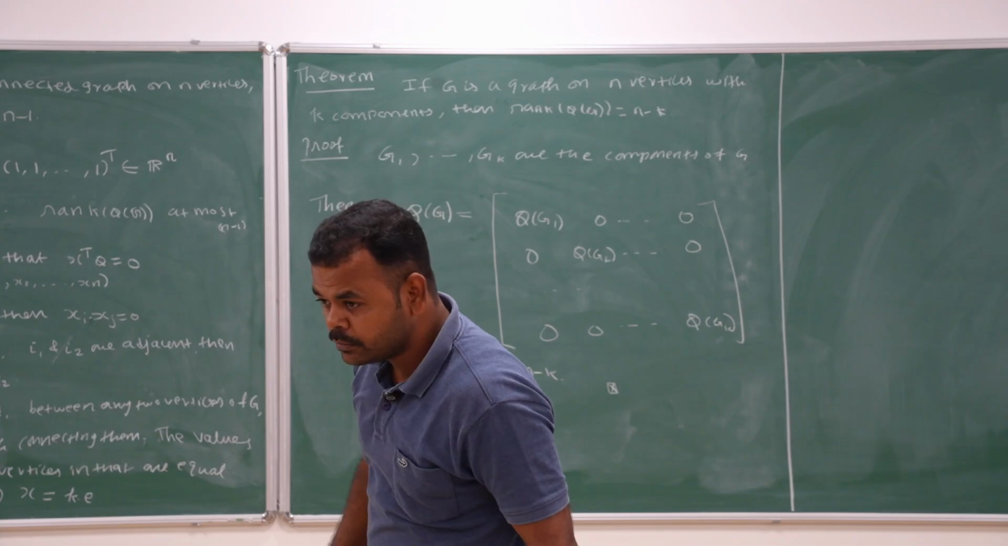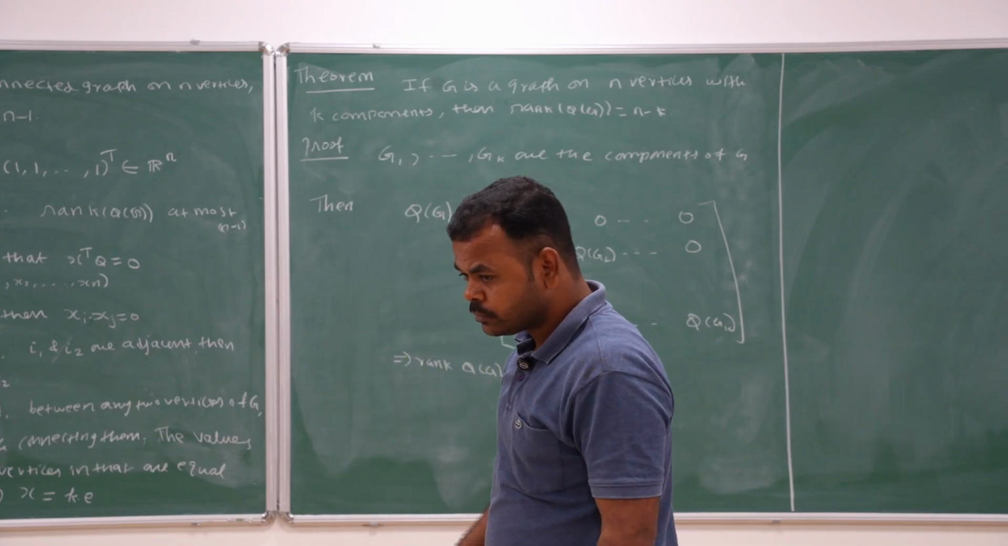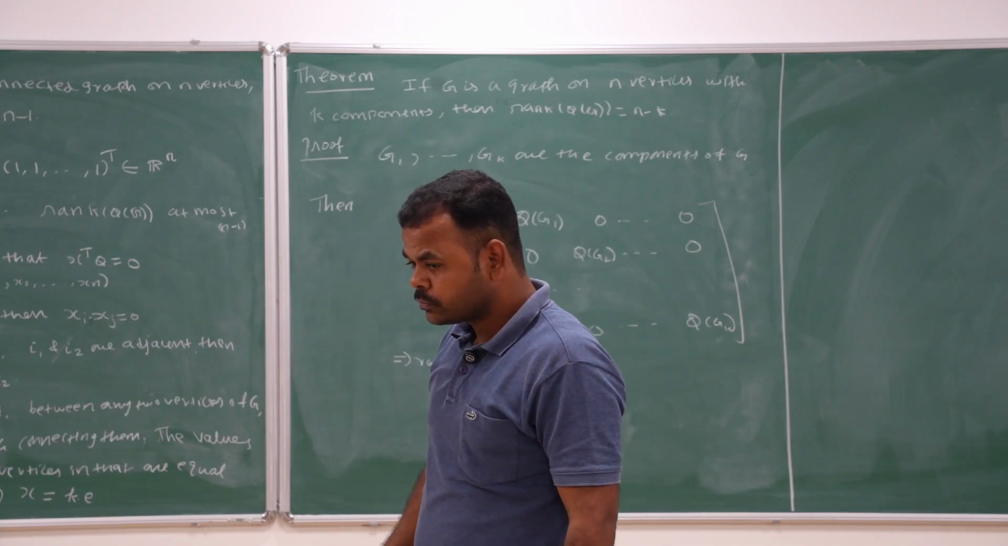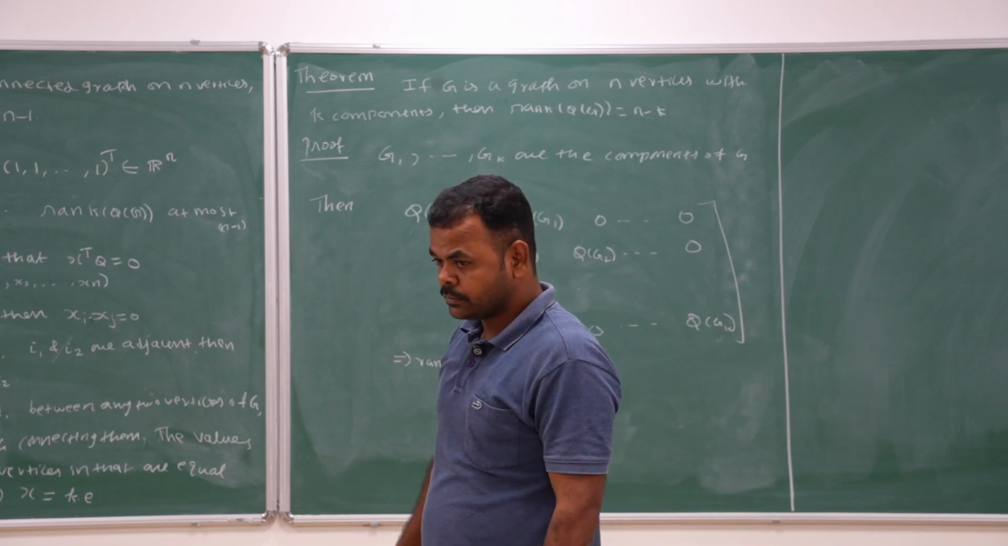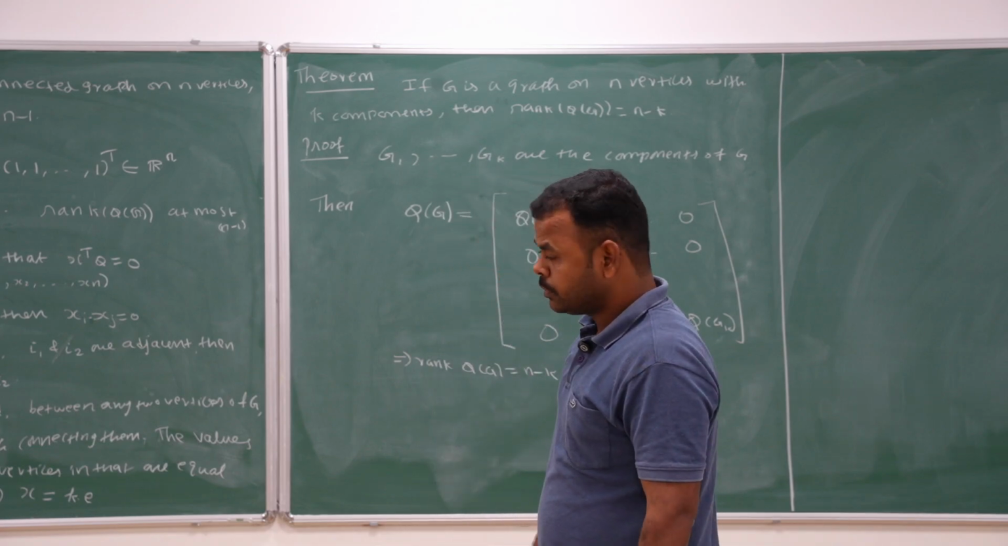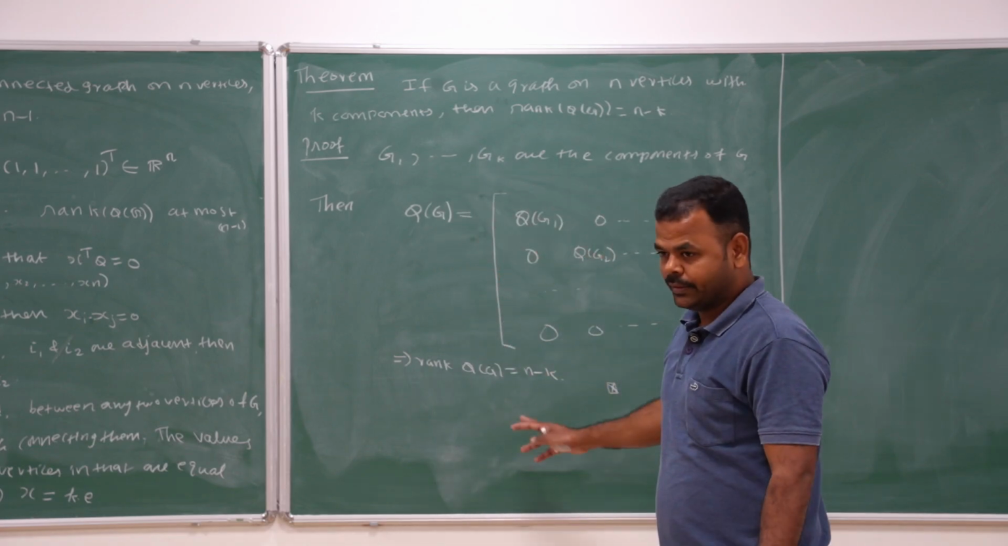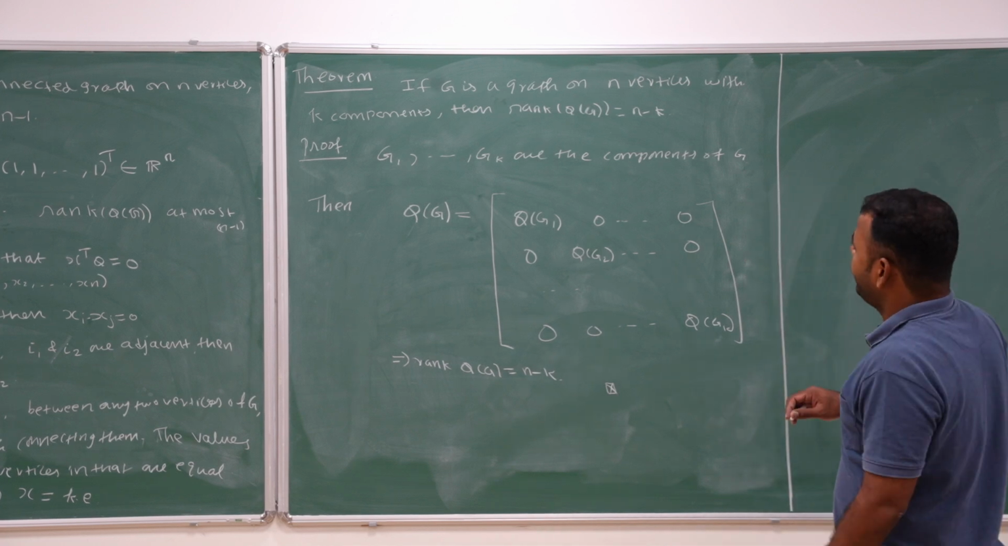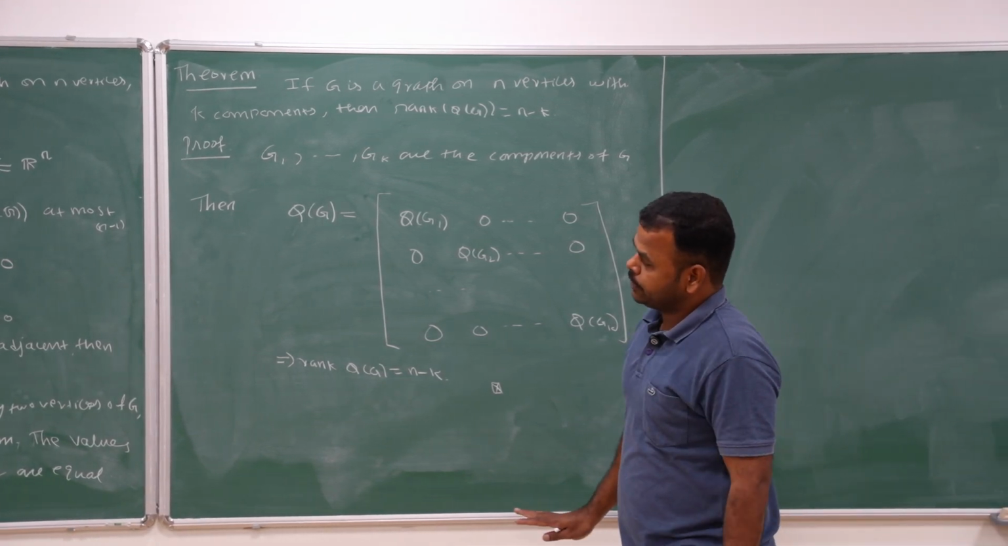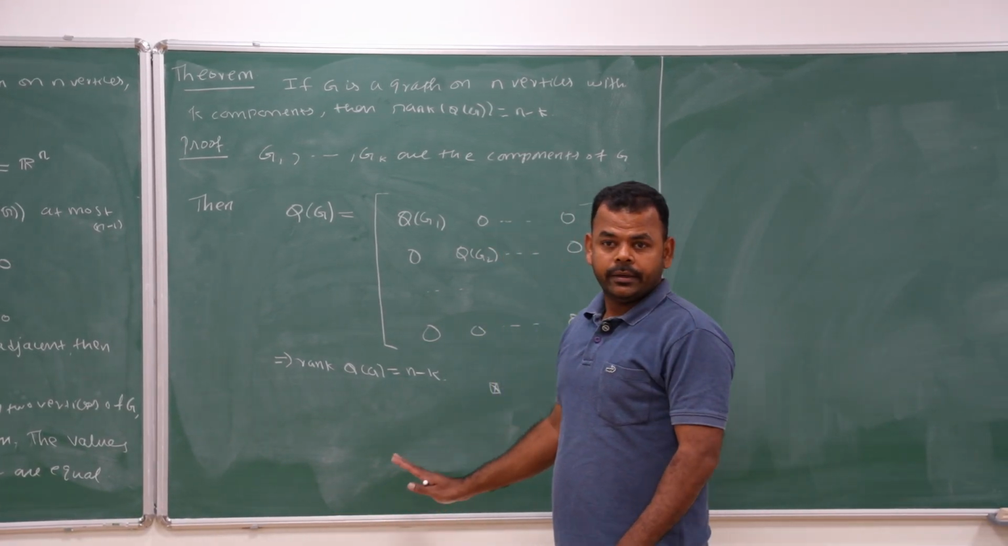Can you repeat? If the rank is n minus 1, because you're trying to prove the converse, you already know that the rank is n minus the number of components. Yes, that's also yes. Okay, good. Is it okay?